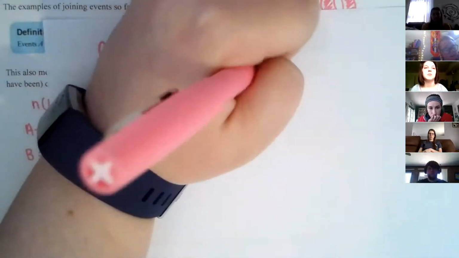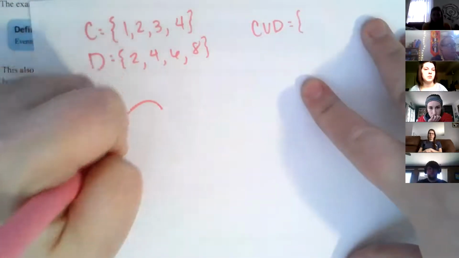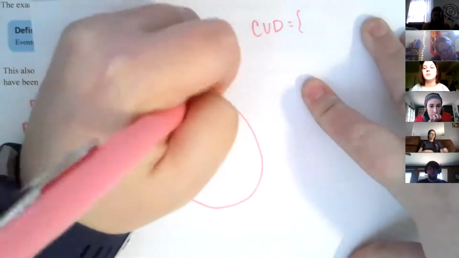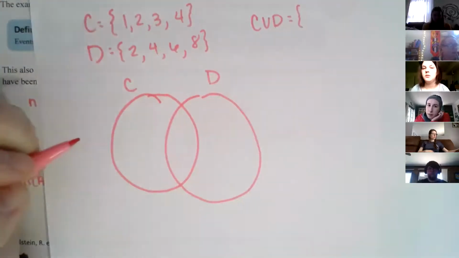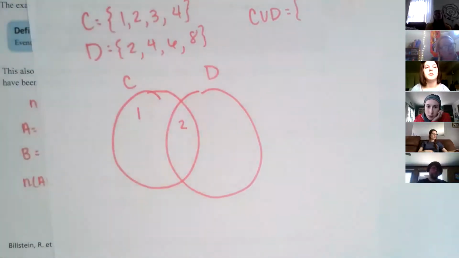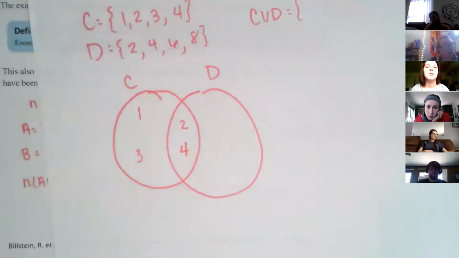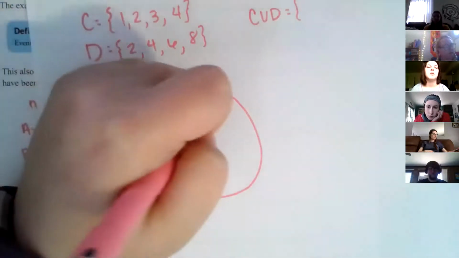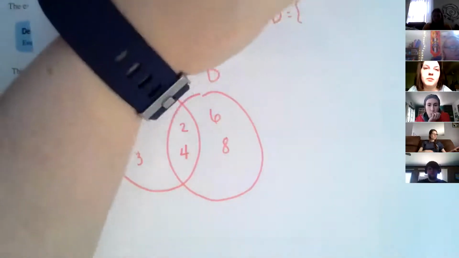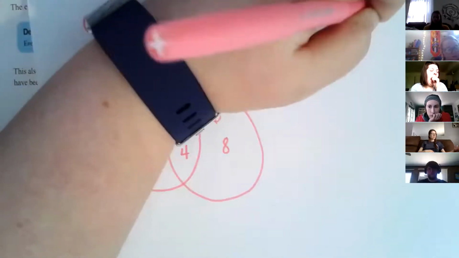So if I look at C union D, I want to know what that is. If I draw my little bubbles, C, D. It would be 2 and 4, right? So 1, and then 2 would go here. 3 goes out here. 4 would go here, like Emily said. And then 6, and then 8. So if I look at the union of the set, I have 1, 2, 3, 4, 6, 8.